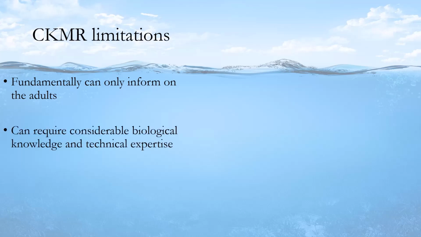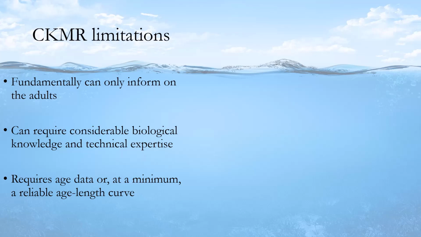It can require considerable biological knowledge and technical expertise to apply properly. Biologically, we need to know enough about our system to set expectations for reproductive output. And technically, we need to have the skills to reliably genotype, assign kinship, and fit a potentially complicated population model. And CKMR does require age data, or at a minimum, a reliable age length curve.